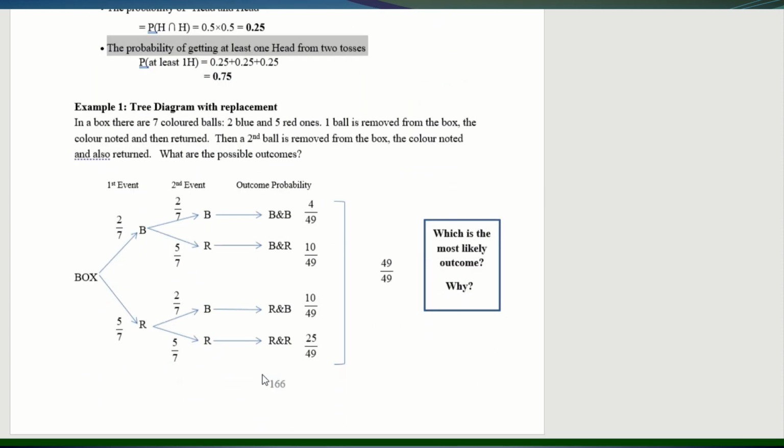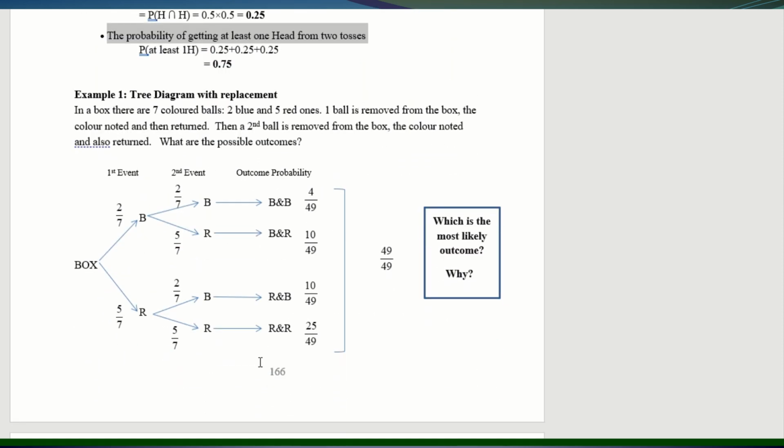All right, so now there are two types of tree diagram. One is with replacement and one is without replacement. In other words, with replacement is an independent event. In a box there are 7 colored balls, 2 blue and 5 red. One ball is removed, the color is noted, then returned. What does that tell you? You take it out and then you put it back. So when you take it out and put it back, the number of balls in the box still remains as 7. It doesn't change at all. That tells you that this is an independent event. The first event hasn't affected the second event. First event got 7 balls, second event also got 7 balls.